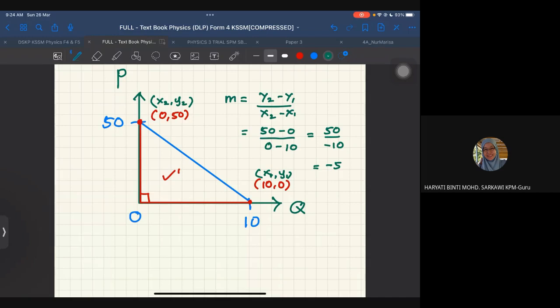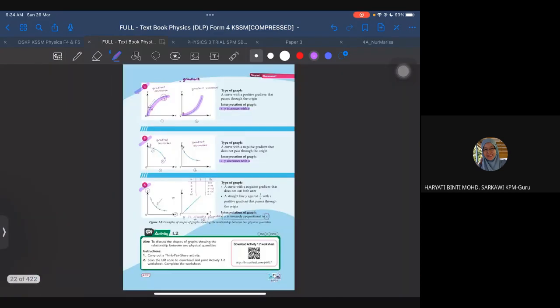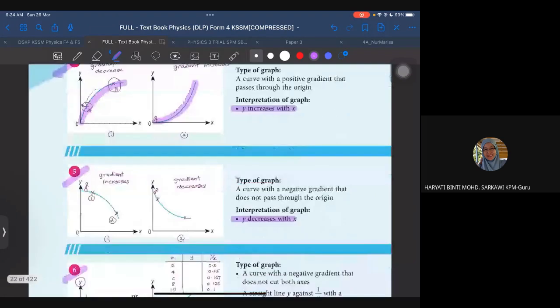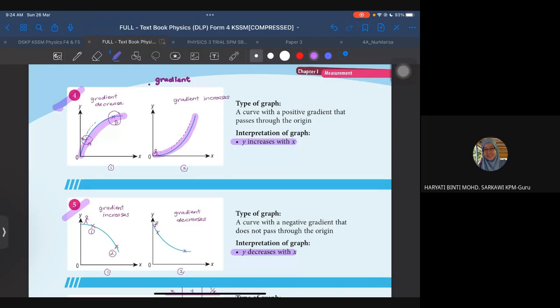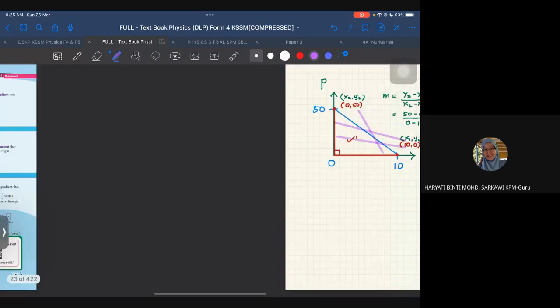So if the slanting is like this, these are all negative gradient. That is why when you look at this graph, these two, can you see? This is a positive gradient, because it slants like that. But here, this is a negative gradient. Knowledge of this is important when you enter chapter 2. When you enter chapter 2, the knowledge of negative and positive gradient, increasing, decreasing and constant gradient will be very important. So far, can you follow?